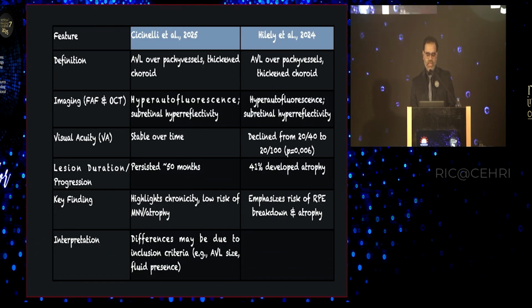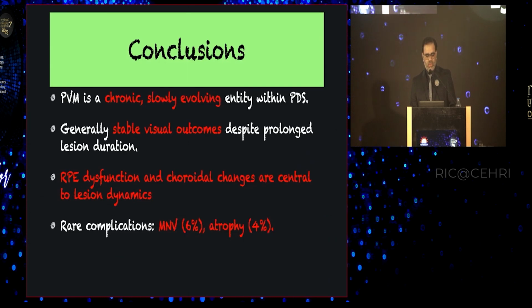This is just a comparison between the two studies, where they agreed on the definition as well as the imaging. In the study by Dr. Maria, they had stable vision over time, but with Drs. Healy-Lees, there was a decline with atrophy seen. So to conclude, PVM is chronic and slowly evolving. It's seen in the later stages, in the 6th to 7th decade. It normally has stable vision, and complications of MNV and atrophy are comparatively rare. Thank you.